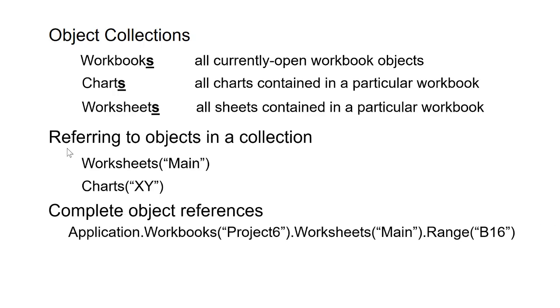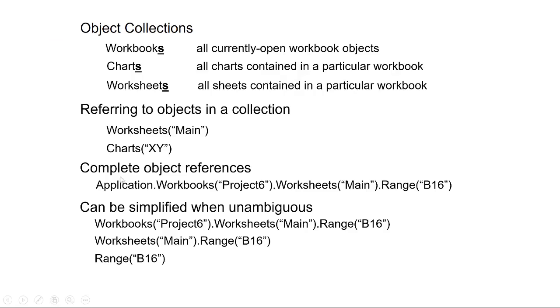The complete object references really include everything from the application down to the specific thing that you're referring to. So for example, application.workbooks: the Excel application, you're talking about project 6 in the workbooks. Of project 6, you're referring to the main worksheet, and then range B16 on the main worksheet.